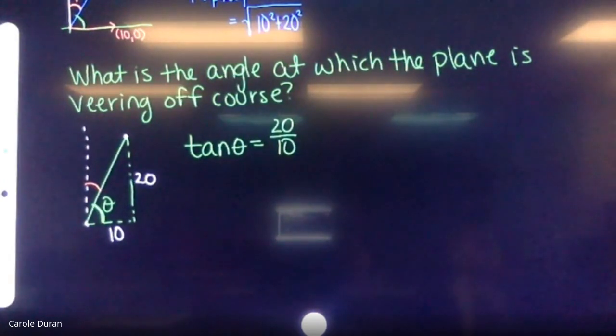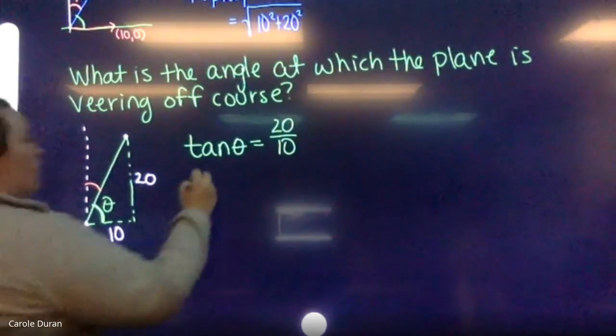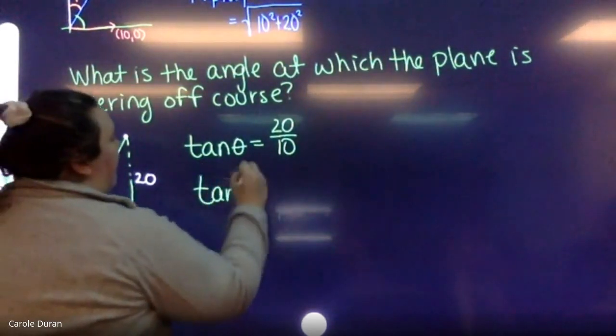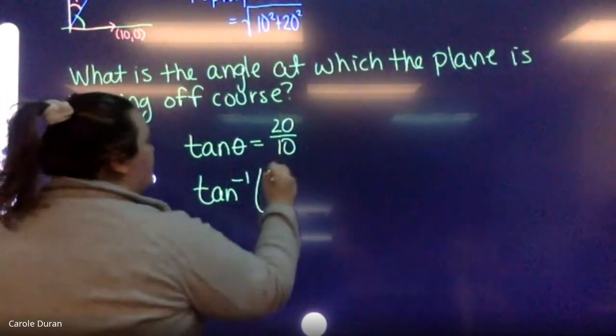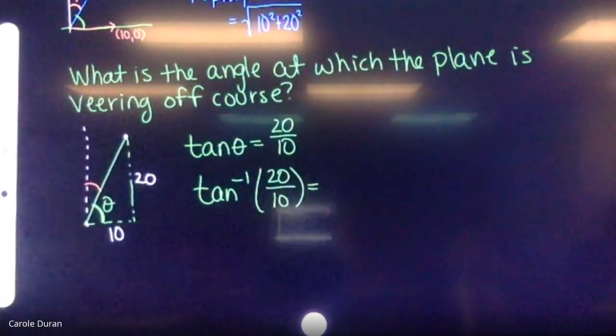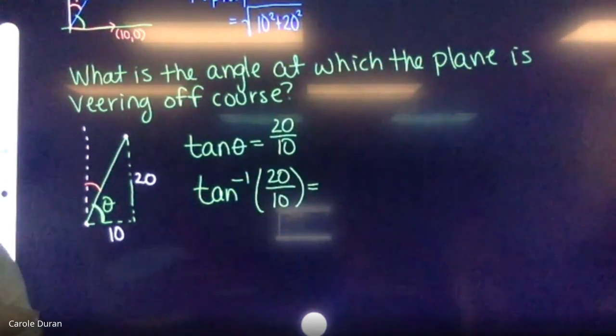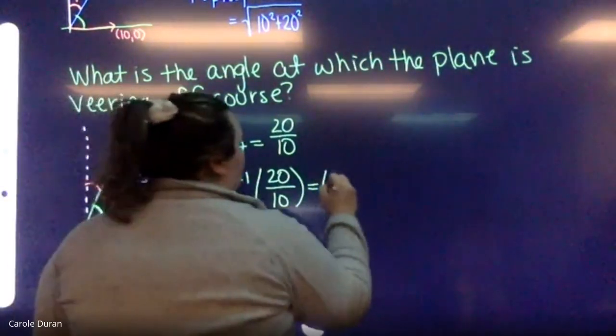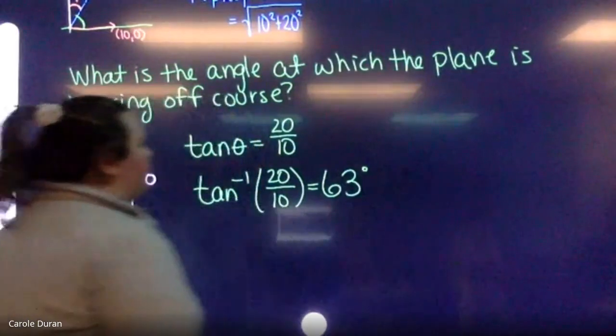What mode should you be in? Degree. I want a degree angle here. So when you plug it into your calculator, you're gonna have tangent inverse of 20 over 10. And we're just gonna go ahead and round this to the nearest whole number. Alright. So 63. Make sure you also got 63 degrees.